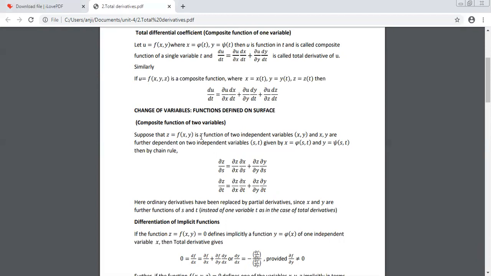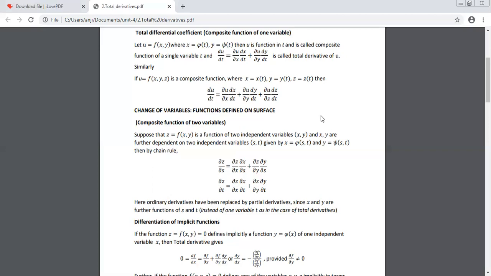Suppose that z equals f of x comma y is a function of two independent variables x comma y. Again x and y are in terms of s comma t. To understand this, first write z in terms of x and y, again x in terms of s comma t. Here y is also in terms of s comma t. So finally z is in terms of s comma t.